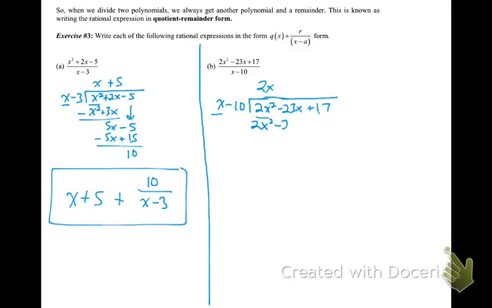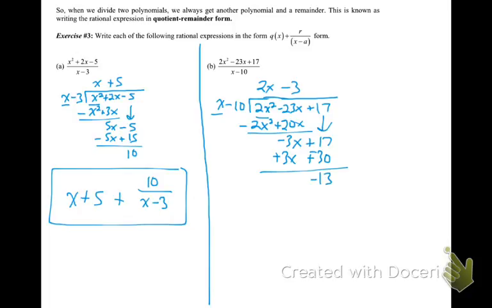Multiply with the 10 gives me negative 20x. Let's subtract those, leaving me with a negative 3x. Negative 3x plus 17. Bring down that 17. So what times x gives me negative 3x? Well, negative 3. Which when multiplied gives me negative 3x plus 30. Subtract those. That leaves me with negative 13 as a remainder.